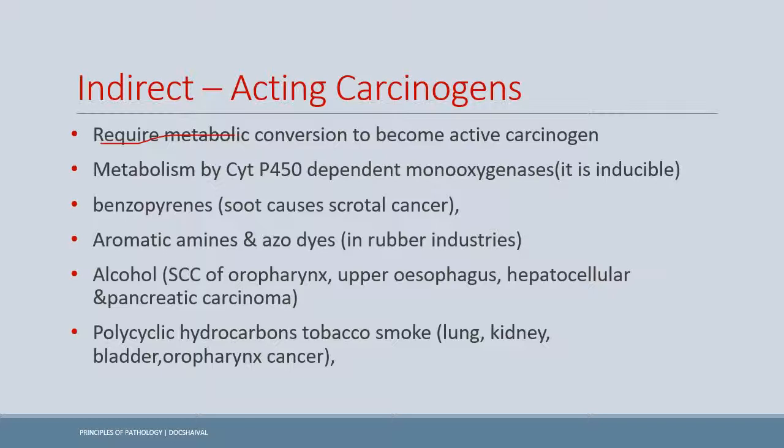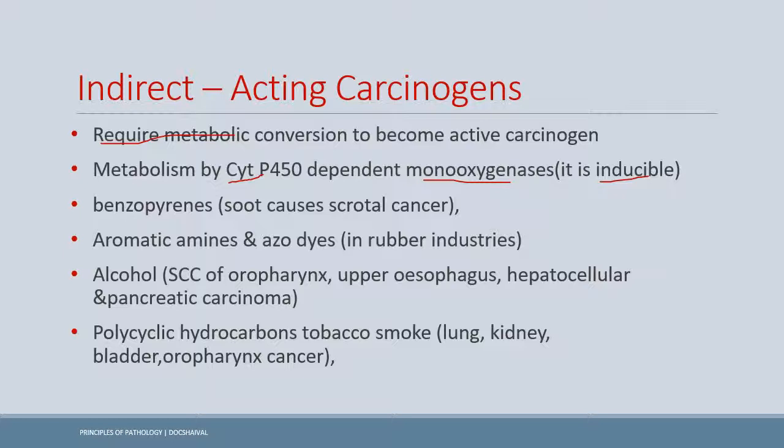Now the metabolism is by cytochrome P450-dependent monooxygenase, and it is more important to understand that this is an inducible enzyme, and being inducible, it also has polymorphic forms. With these polymorphic forms, a certain group of the population who have more CYP activity have more conversion to the carcinogen, and obviously they would have an increased risk of lung cancer.